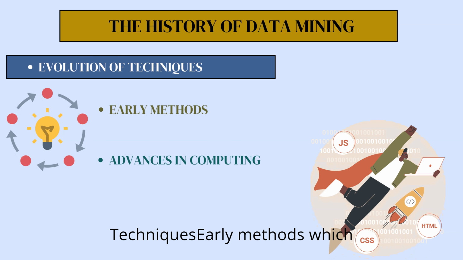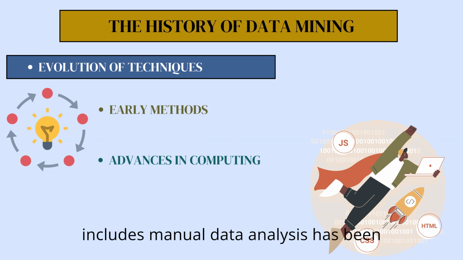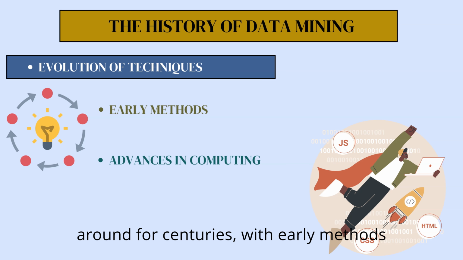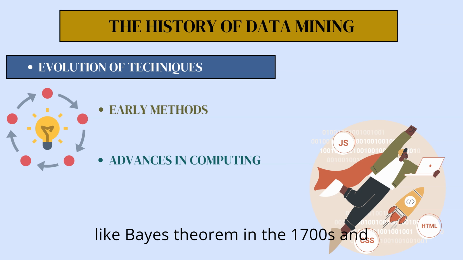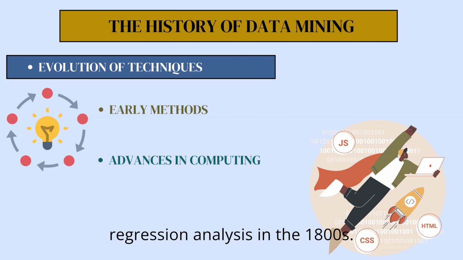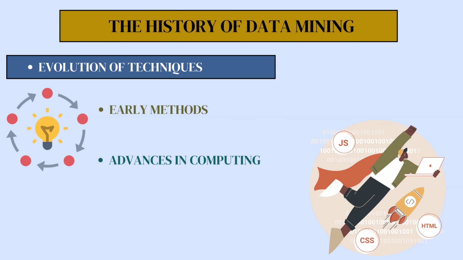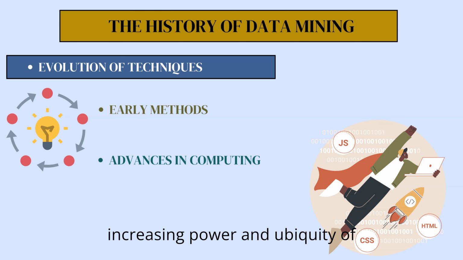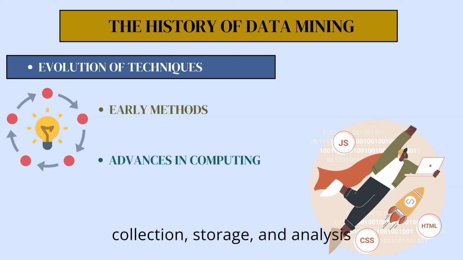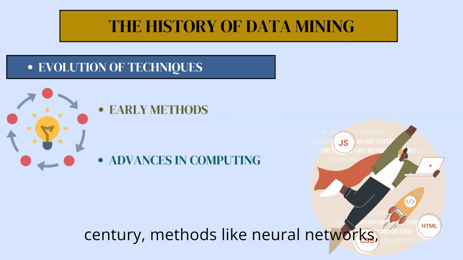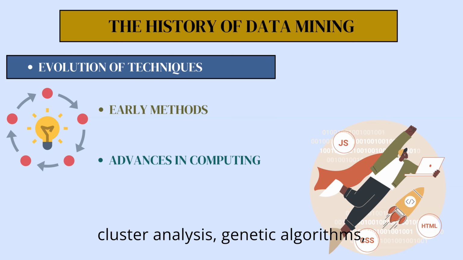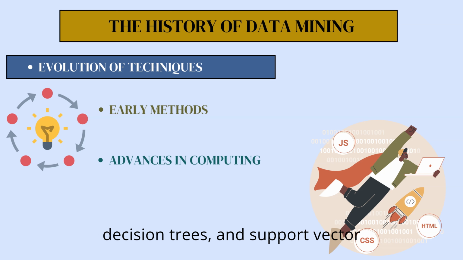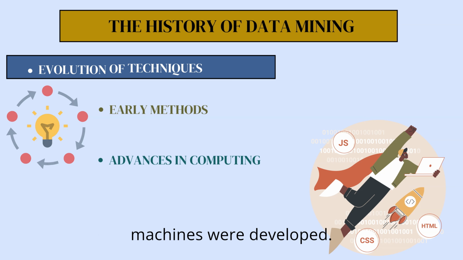Evolution of techniques. Early methods, which include manual data analysis, have been around for centuries, with early methods like Bayes' theorem in the 1700s and regression analysis in the 1800s. Advances in computing. The increasing power and ubiquity of computers dramatically enhanced data collection, storage, and analysis capabilities. By the mid-20th century, methods like neural networks, cluster analysis, genetic algorithms, decision trees, and support vector machines were developed.